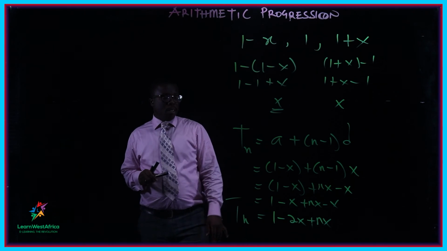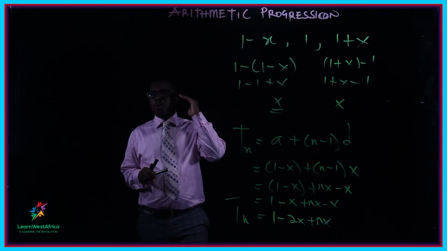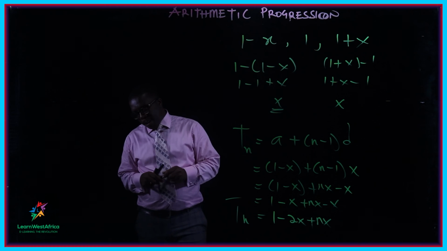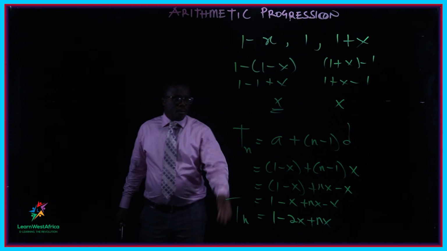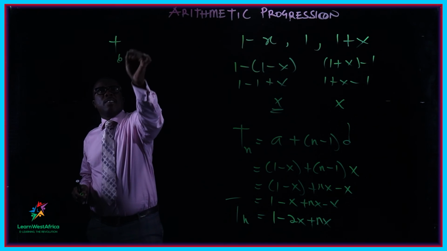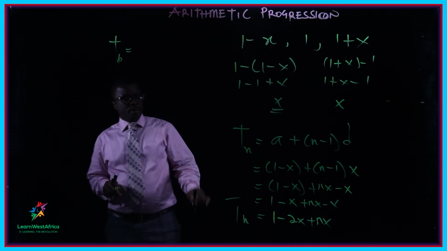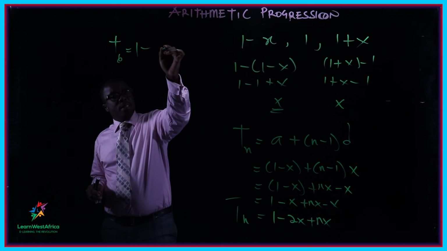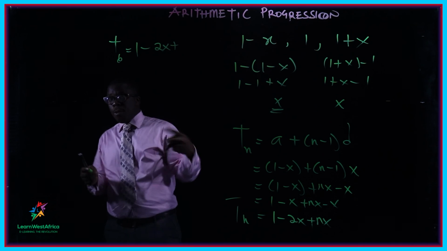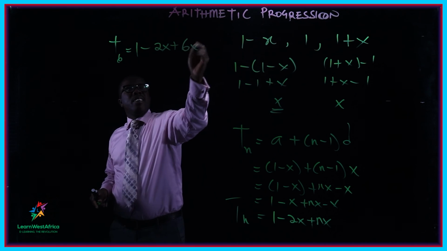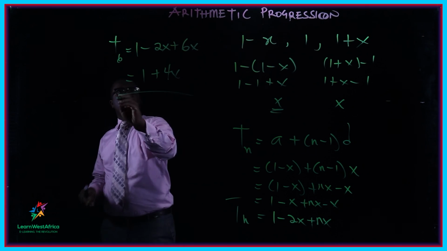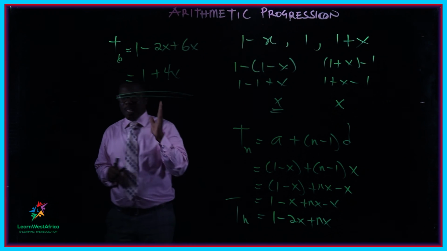Your nth term is Tn equals 1 minus 2x plus nx. Now the question says we should find our fifth term. So how do you find the term? You just put the value in there. So T6 will be equal to 1 minus 2x plus 6x. Hope you get that, because you have to replace the n with the 6. And this is going to give you 1 plus 4x. So our term is 4x.